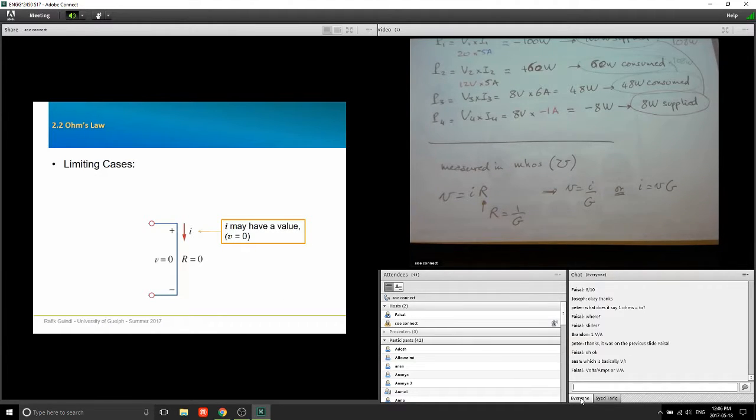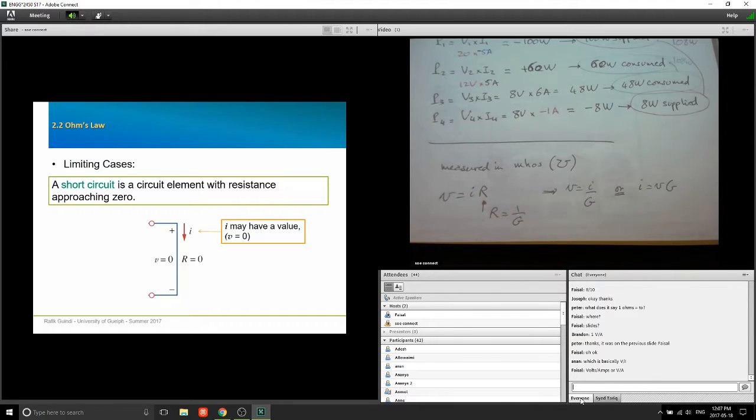I'm going to look at something that I call the limiting cases of resistances. First, we're going to define a short circuit. A short circuit is a circuit element with resistance approaching 0. Now, if you look at that, you don't see an element at all. There's nothing there. It's just a wire. But it's like there is a resistor whose resistance is 0 ohm. The current can flow through it with no resistance whatsoever.